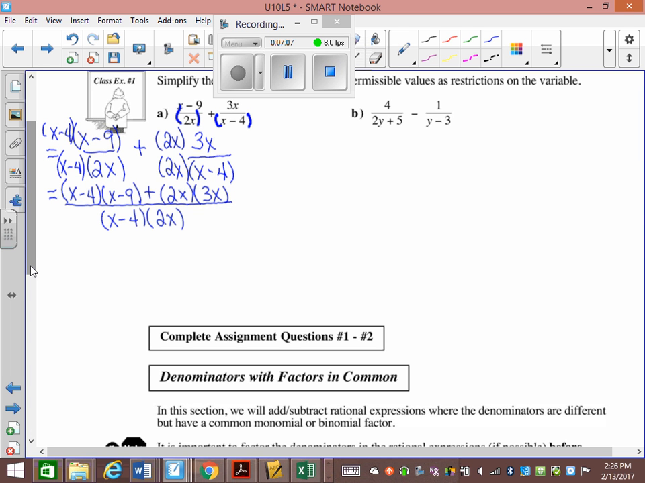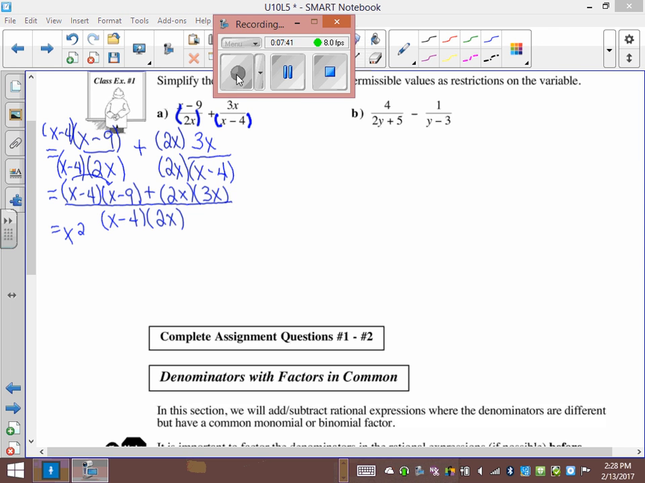We agree? So all we did was we wrote the numerator over the denominator, right? Yeah. I'm not sure what you're asking.